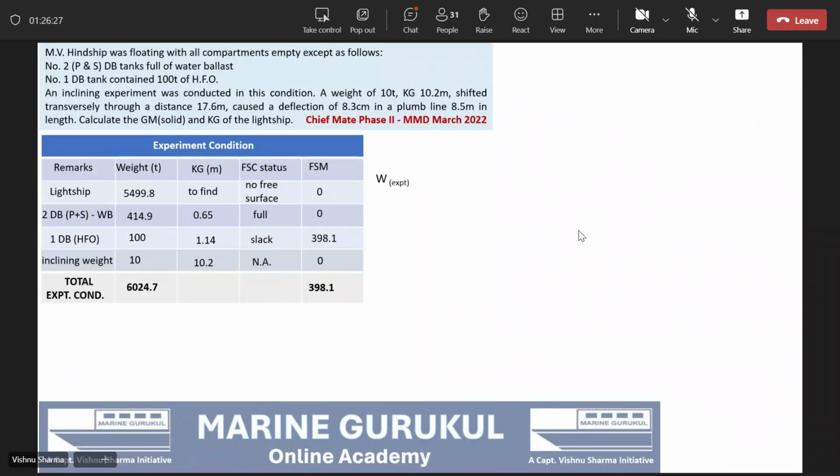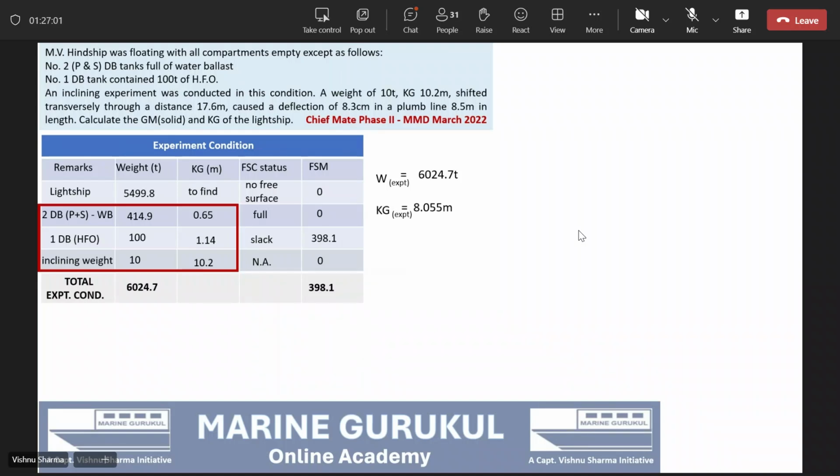Okay, now. W experiment is 6024.7, and KG in the experiment condition we just calculated is 8.055 meters. In the table, can you identify the weights which do not belong to the ship in the light condition, guys? Which weights do not belong to the light ship condition? Water in 2 ballast DB, HFO in 1 DB, and the inclining weight. These are the weights which do not belong to the light ship, correct? And their KGs are also there.